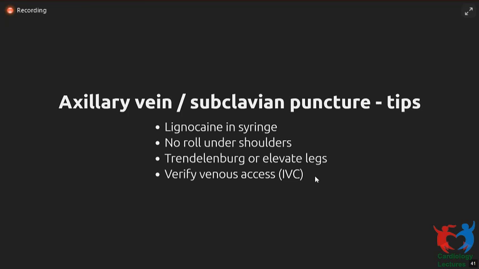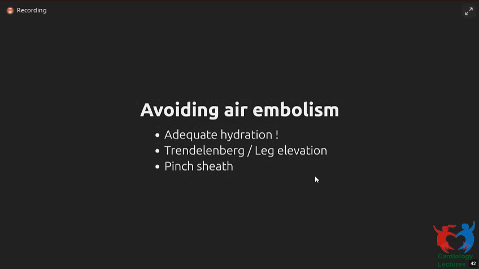So always confirm that you have punctured the vein, and the typical way to do this is to confirm that your wire crosses the diaphragm and goes straight down below. That tells us you're in the IVC. We always do that. And like I said, air embolism is a rare complication, but it does happen.